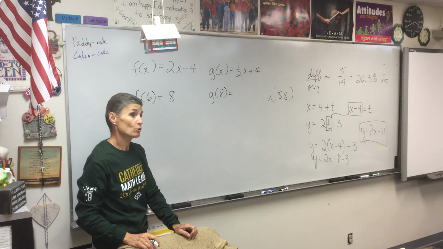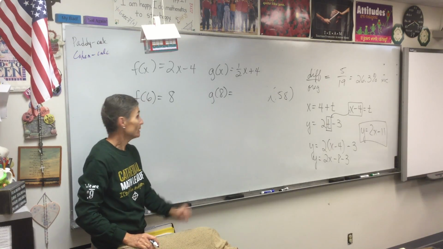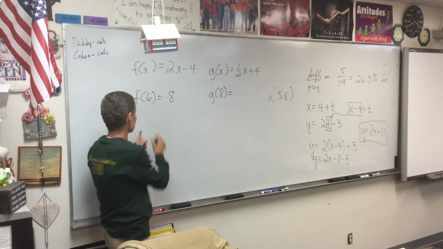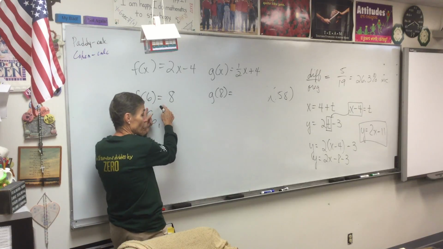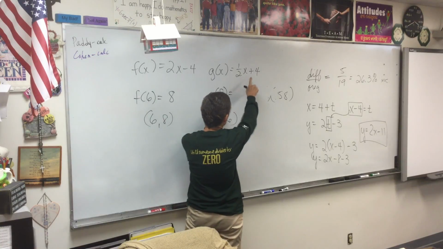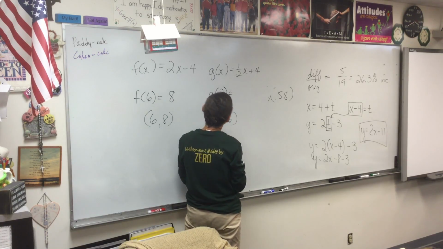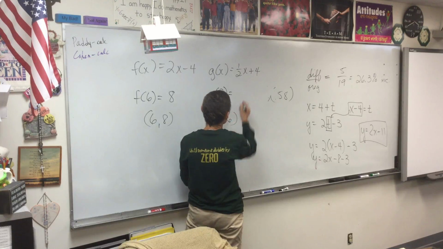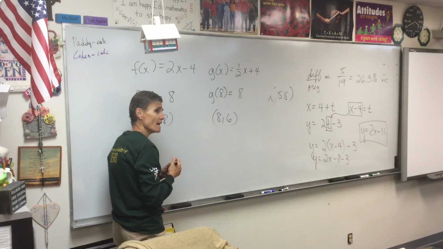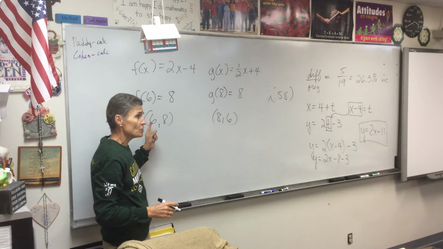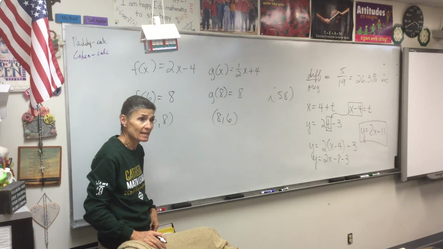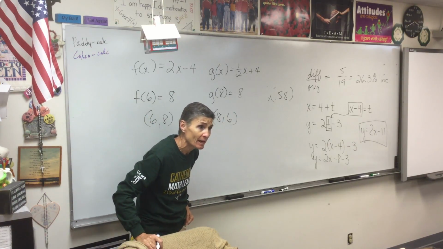If they are inverses, what will happen? It will give me back my 6. So if 6 changed into 8 here, then 8 better change into 6 here. Well, does it? If you put in 8, what do you get? I think you get 8. Are they inverses? No. Why not? Because you didn't get out the number you were supposed to. You were supposed to get out 6, and instead you got 8.